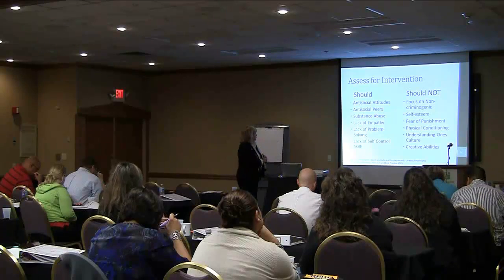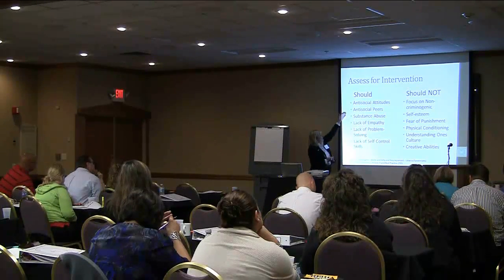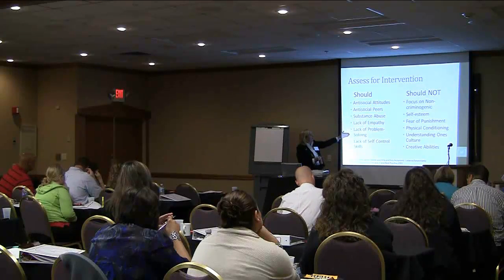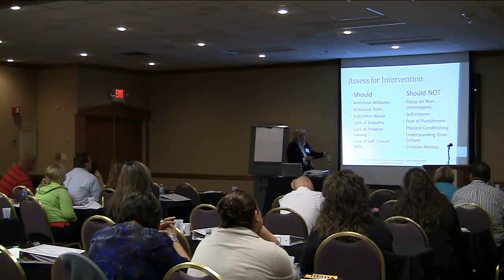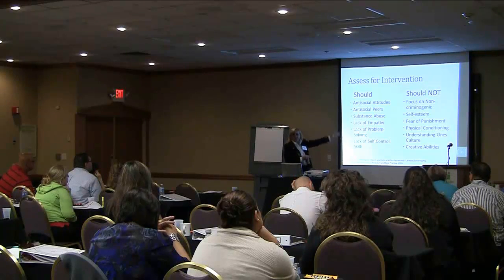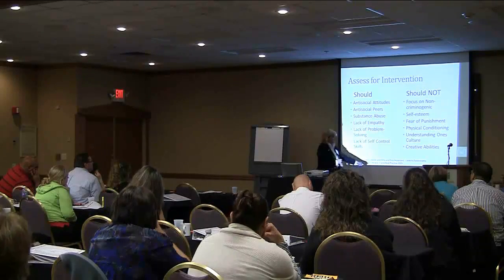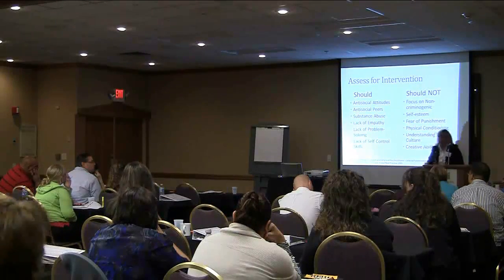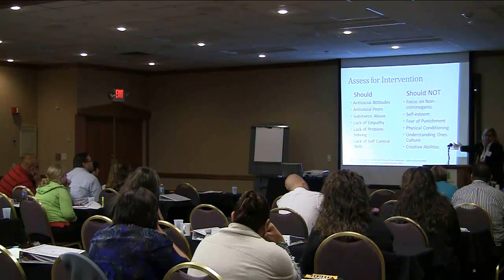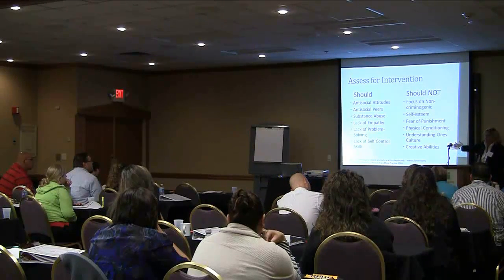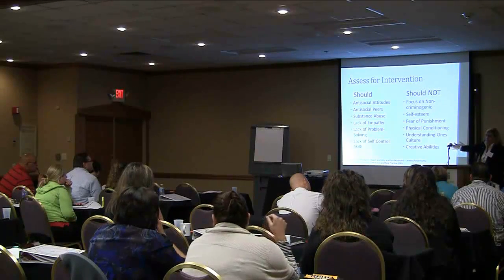Assess for intervention. In other words, this is what intervention should look like. Intervening in attitudes, peers, substance abuse, lack of empathy, lack of problem solving, lack of self-control. If you have programs that look like any of those, you're on the right track. If you have programs that look like any of these, you're probably not reducing recidivism.